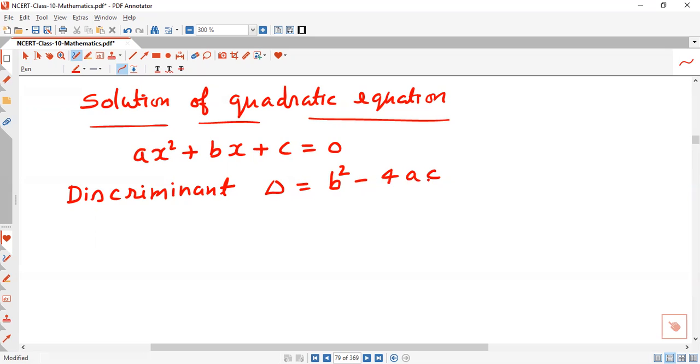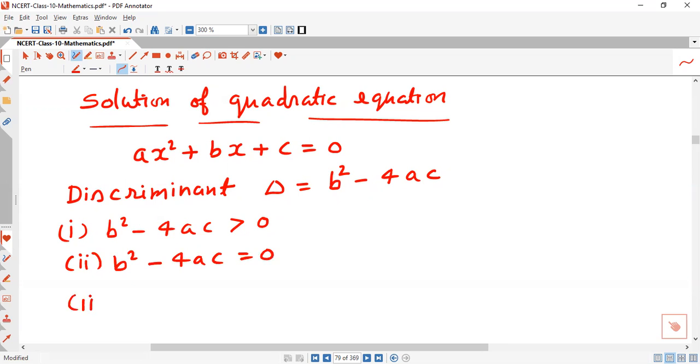And we see the discriminant is the important value. If this term b square minus 4ac is positive, we have three types of solutions. Case 1, when b square minus 4ac is positive. Second case, when b square minus 4ac equal to 0. And third case, b square minus 4ac is less than 0. See, the value of this discriminant may be positive, maybe negative, or maybe 0. We have three cases.